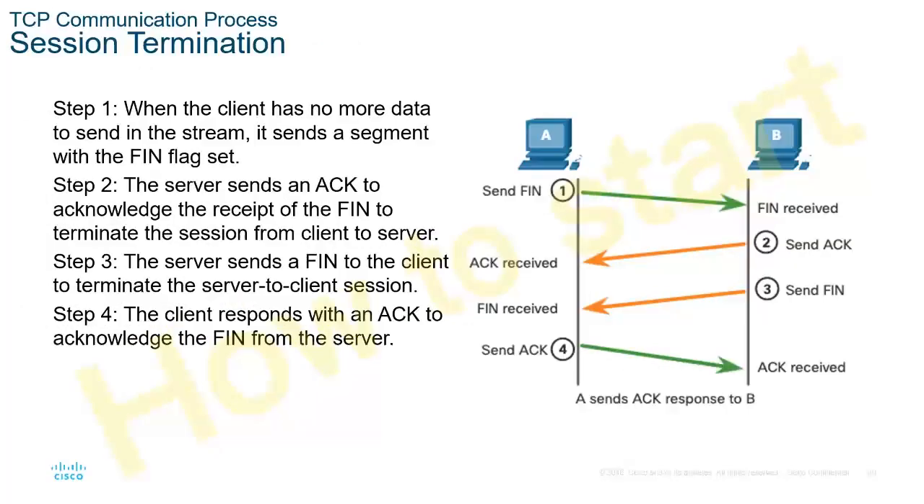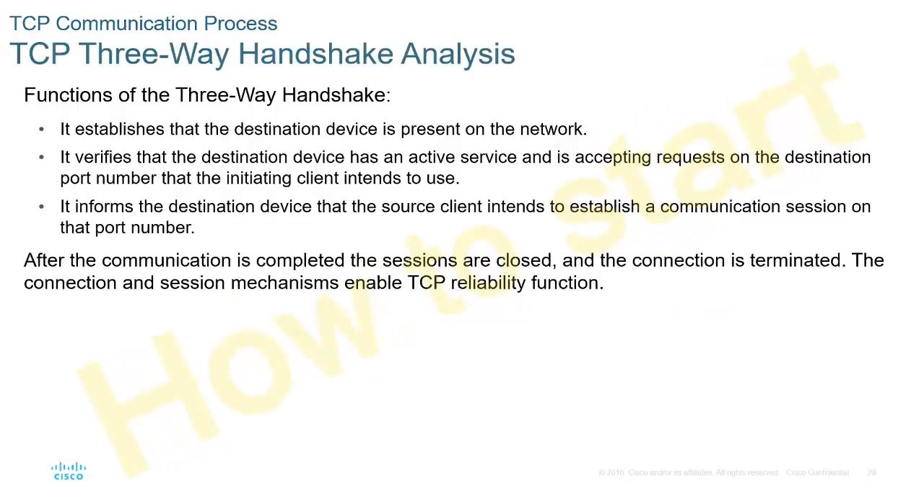To terminate a session, the sender will send a FIN. The receiver should receive it. They will send an acknowledgement and a FIN of their own. Then the original sender will send an acknowledgement, and then the session will be terminated. This is known as the 3-way handshake for starting a communication. Again, it will establish that the destination device is present on the network. It will verify that they're active on the service and that they're ready to receive communication.